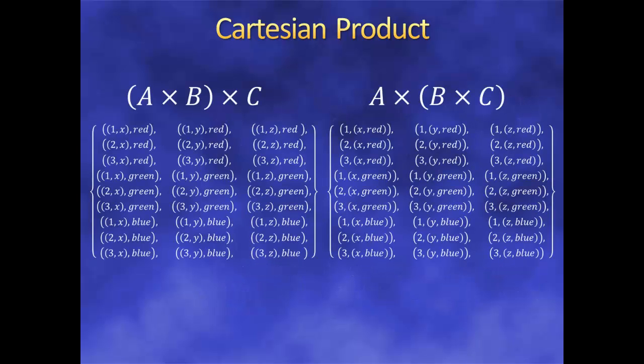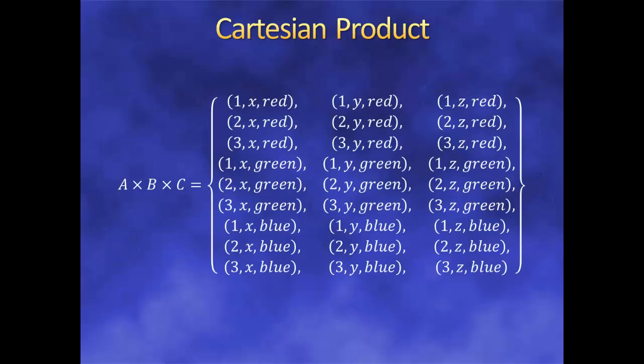But look carefully. If we were to somehow ignore any inside parentheses, and instead only concentrate on the elements of A, B, and C in the order they were listed, both of these sets would yield the same set of ordered triples. So if this set of ordered triples is what we in fact want, we write A times B times C without any parentheses. This is called a ternary Cartesian product. Let me explain what that means.